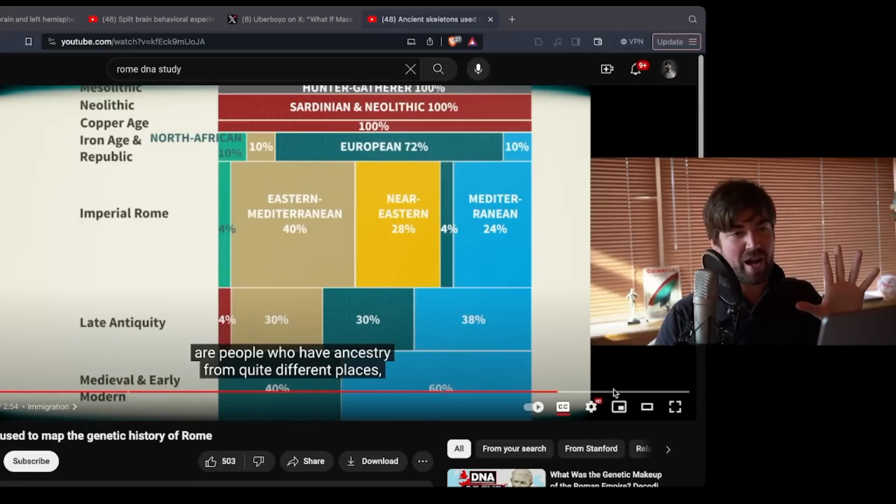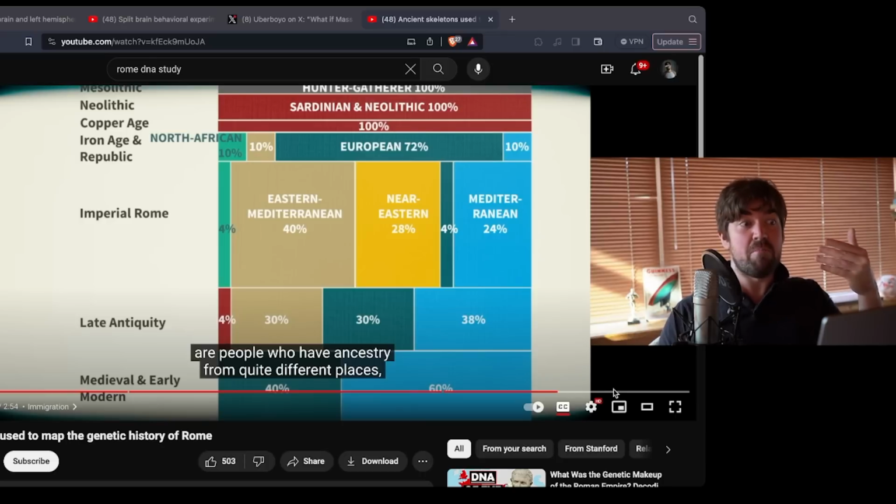Now, this graph paints an astounding picture on many different levels. And again, I'm going to use a very imperfect analogy by comparing it to America here, but it will help you understand exactly what you're looking at, because the story even starts before the arrival of the Romans. You can see in the Mesolithic, the Neolithic, the Copper Age, there are different population changes.